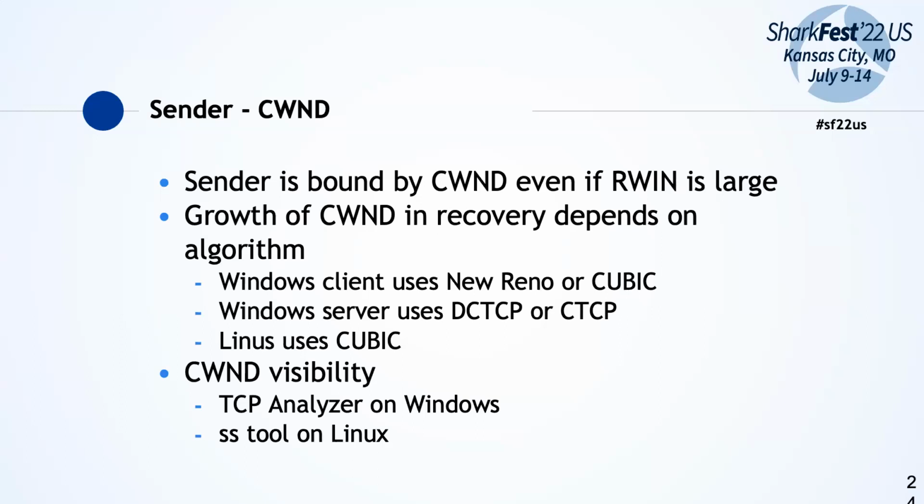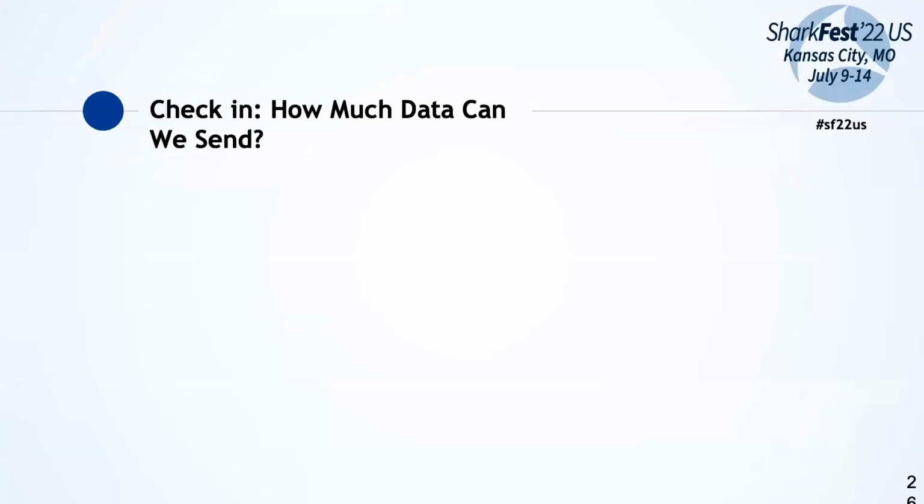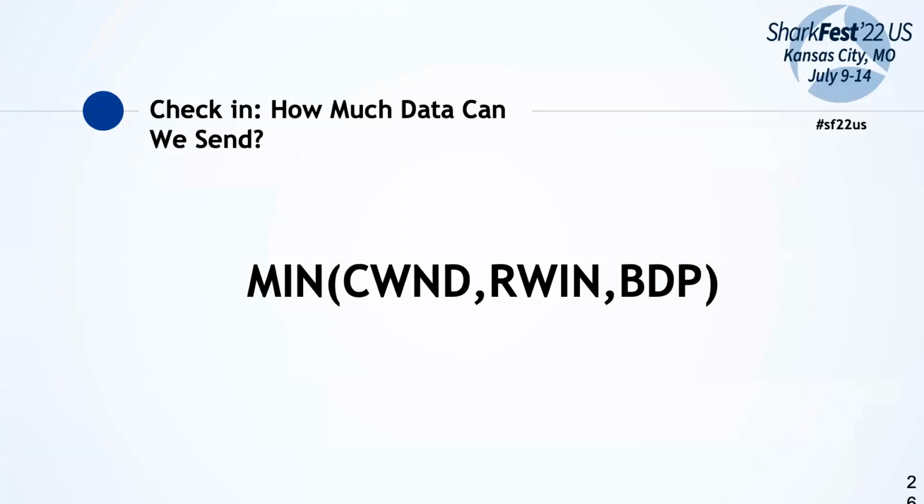So now we have another factor. 256K of beautiful, beautiful cat pictures. We've sent some amount of data, it's been acknowledged. Our window is sliding. Our biggest variable here is the 64K receive window. And our congestion window currently is at 33. Again, it's referred to in MSS, so 48K. So on the sending side, we're able to send up to 48K in one go without waiting for acknowledgements. So of the factors we've talked about, how much data can we send at once? The minimum of your congestion window, receive window, and BDP.